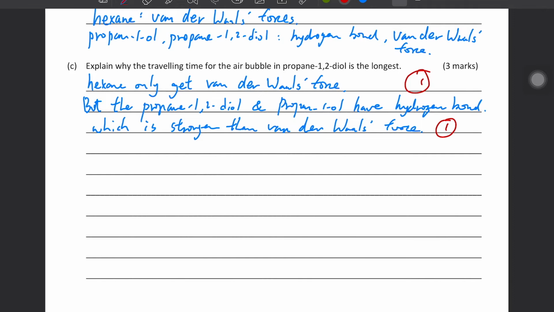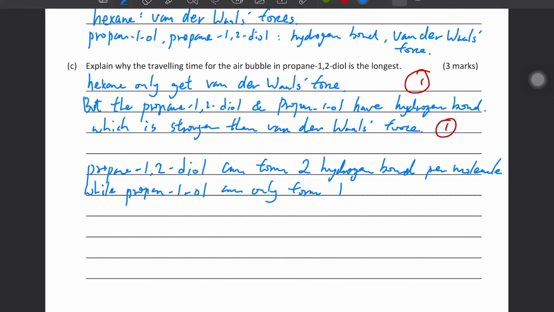Well, next one is, okay, we know that the other two got stronger intermolecular force. So why they have different? The answer is because they form different number of hydrogen bond per molecule. So let's write it down. Propane-1,2-diol can form 2 hydrogen bond per molecule. Very good. While propane-1-ol can only form 1 on average. The viscosity for propane-1,2-diol and the results in the traveling time will follow this trend.